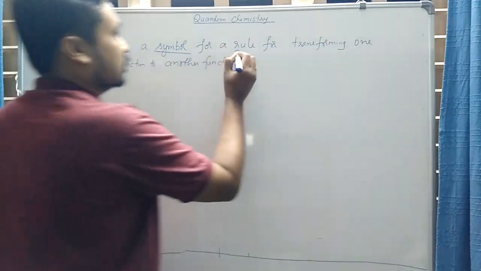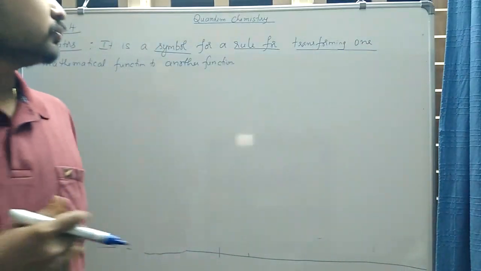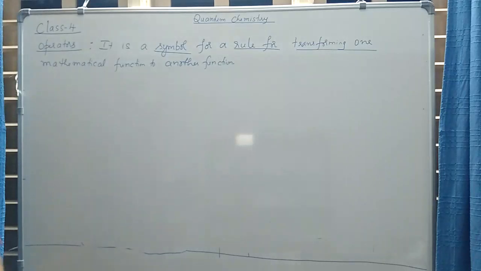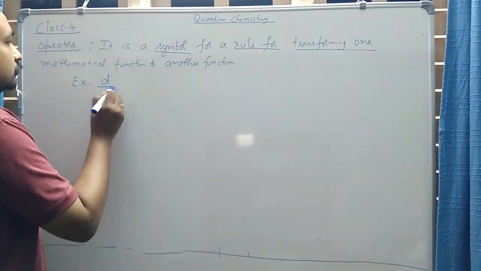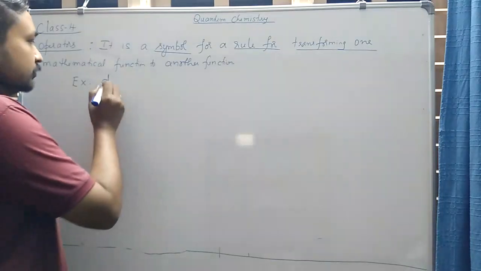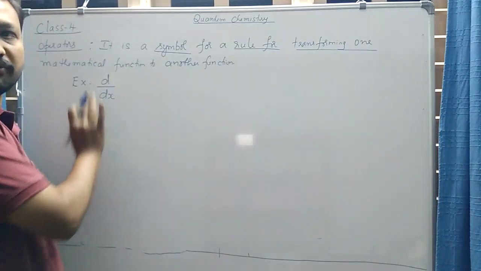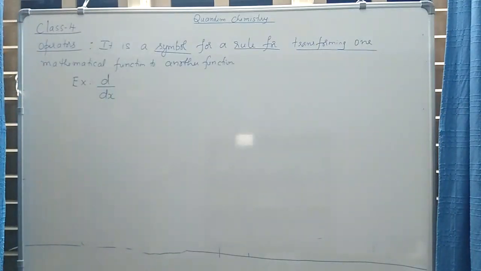It is a symbol for a rule for transforming one form of mathematical function into another form of mathematical function. For example, you have the first derivative with respect to x, d by dx. If I apply this, it only is a rule. If I write this symbol alone, d by dx, it does not carry any meaning. Remember, an operator, if it is written alone, does not carry any meaning.